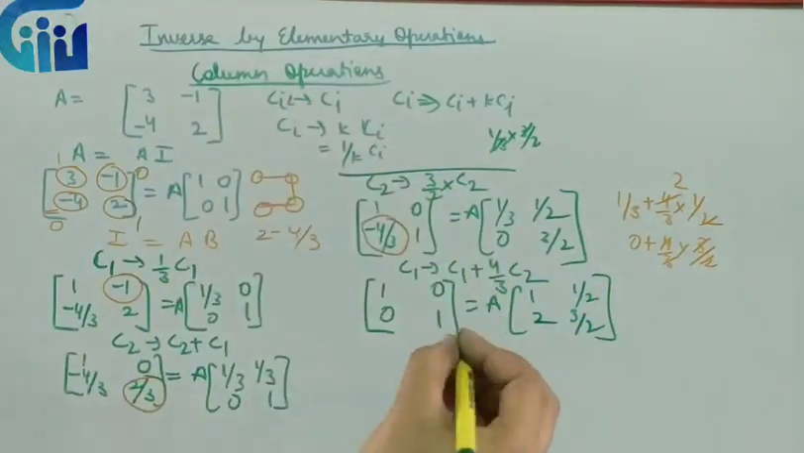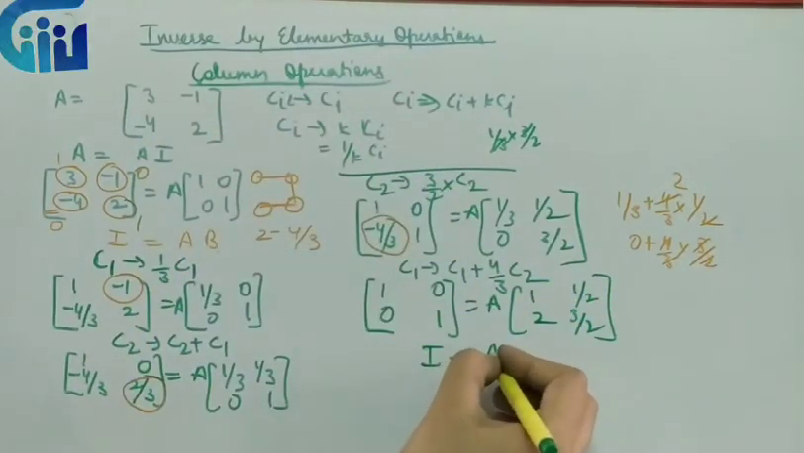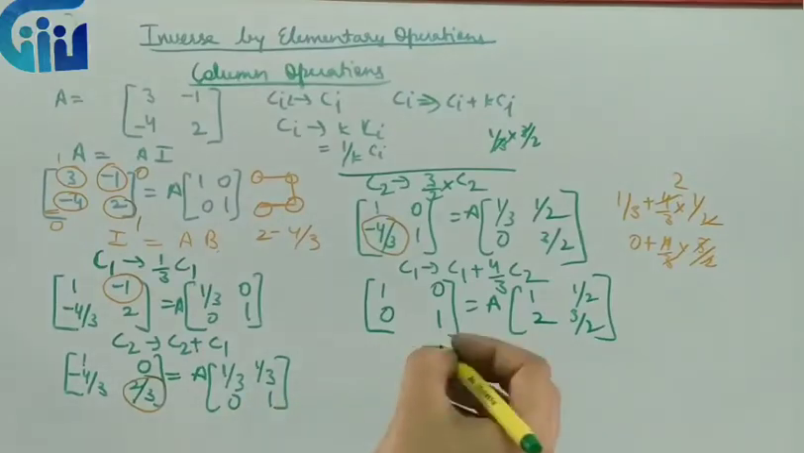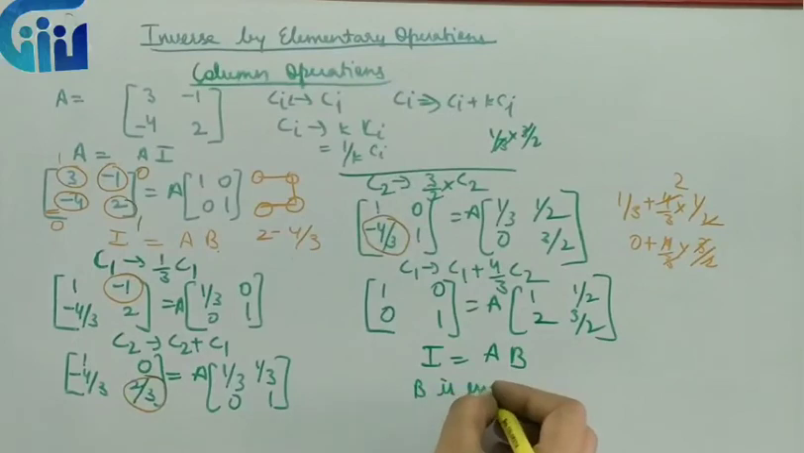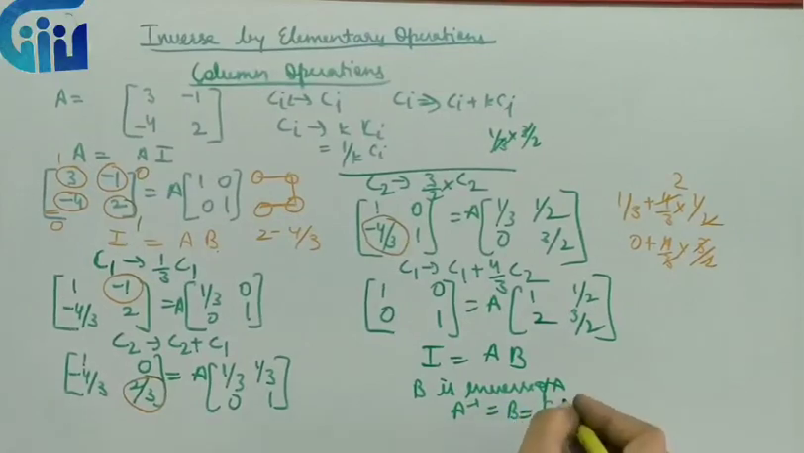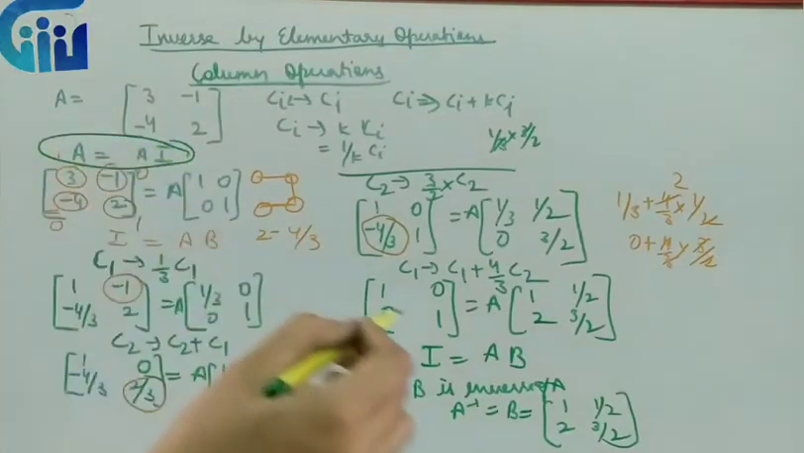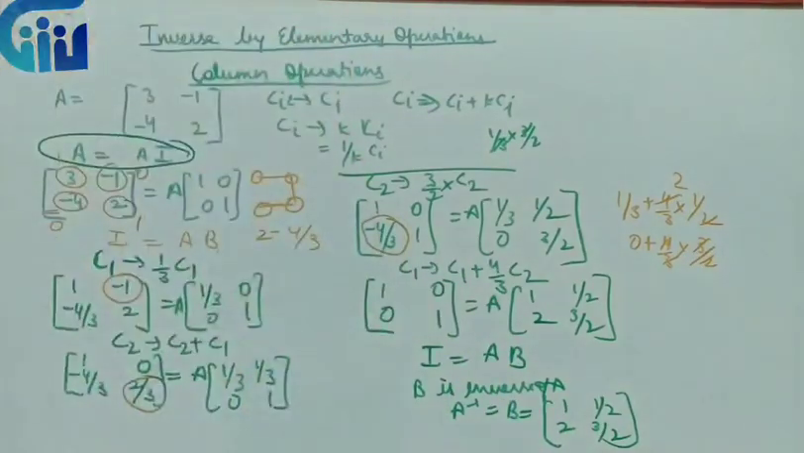So I will write it like this. We have got the identity. So I will write this is identity, A into B. So we say B is the inverse of A, or we write A inverse is B, which is 1, 2, 1 by 2, 3 by 2. So for a 4 mark question, this is half marks and this is half marks, and the rest of the marks are distributed. So these two are very important steps.